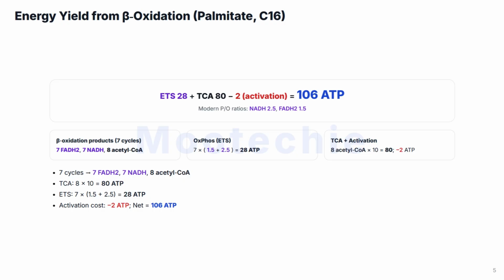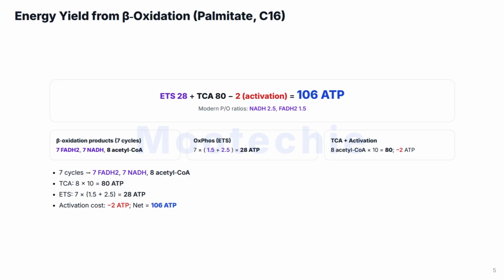Let's walk through the calculation. For palmitate, 7 cycles of beta-oxidation yield 7 FADH2, 7 NADH and 8 acetyl-CoA. Oxidative phosphorylation via the ETS yields 7 times the sum of 1.5 and 2.5, which equals 28 ATP. The 8 acetyl-CoA molecules enter the TCA cycle, each yielding about 10 ATP for the total of 80 ATP. From this, we subtract the 2 ATP cost of the initial activation step.